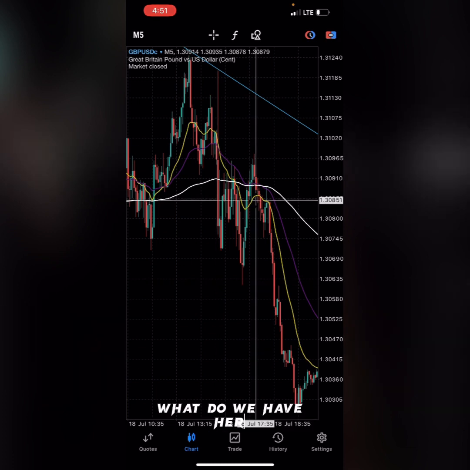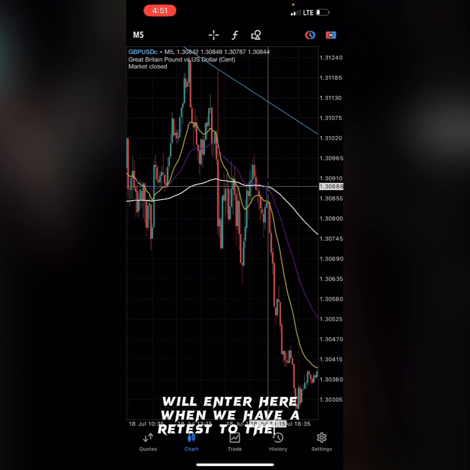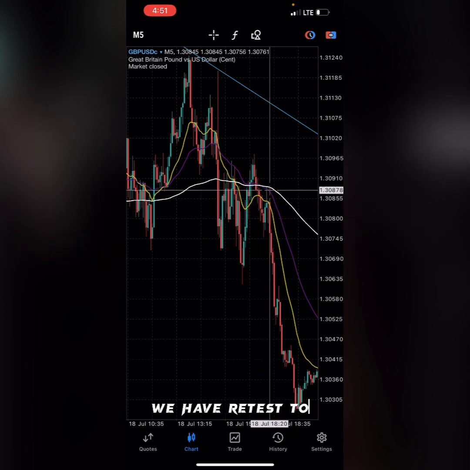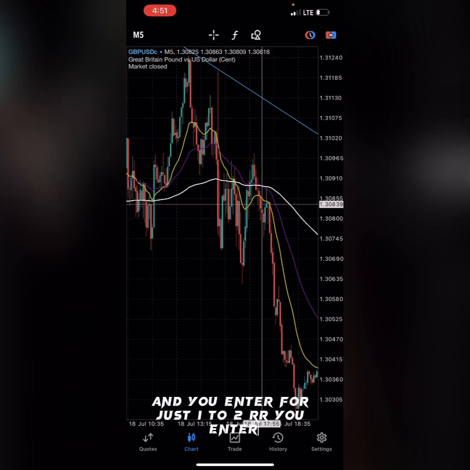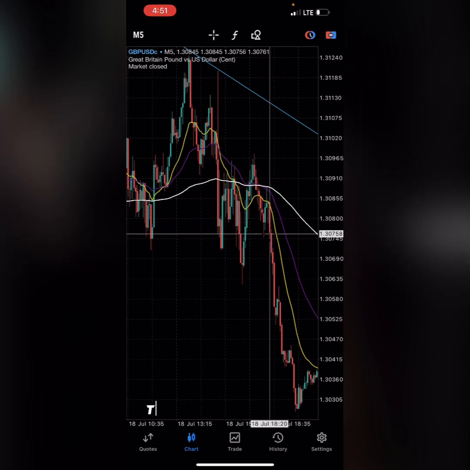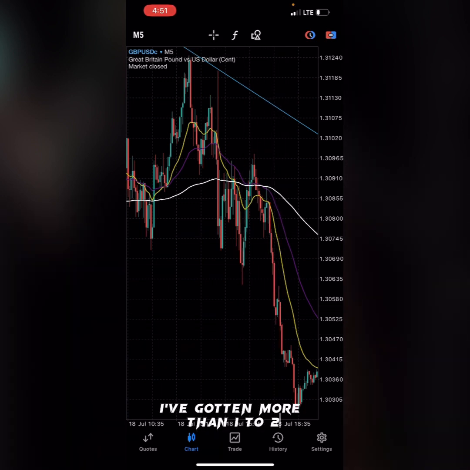What do we have here? We'll enter here when we have a retest to the 200. What do we have here? We enter when we have a retest to the 50. We enter for a short, and you enter for just 1 to 2. You enter when you see the retest, when the price retraces back. So enter here, then just take your 1 to 2. That's 1 to 2 risk reward. We've gotten more than 1 to 2. You're out of the market.